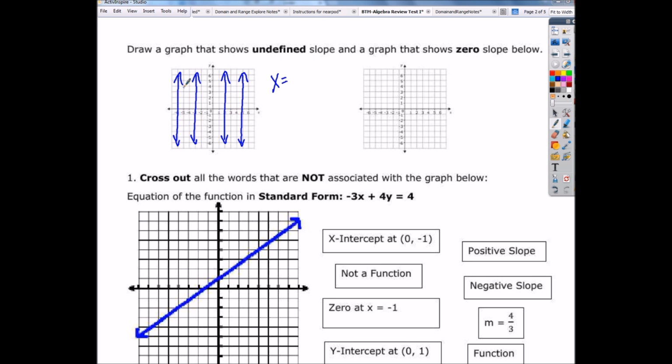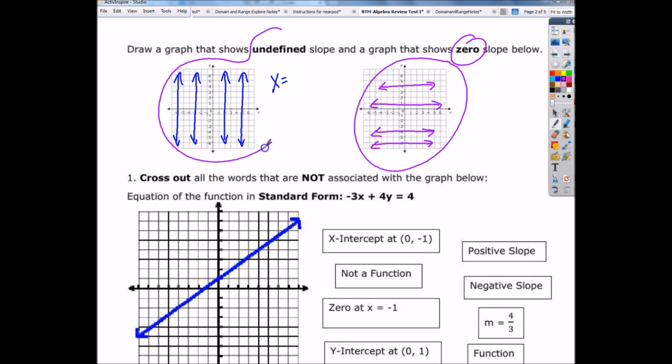Now, if we're going to go zero slope, that means there's zero elevation. That means it's flat. So y equals 1. That's zero slope. Y equals 4. That's zero slope. Y equals negative 4. Zero slope. Y equals negative 6. Zero slope. So zero slope is always flat.